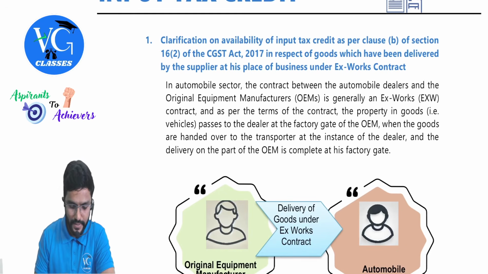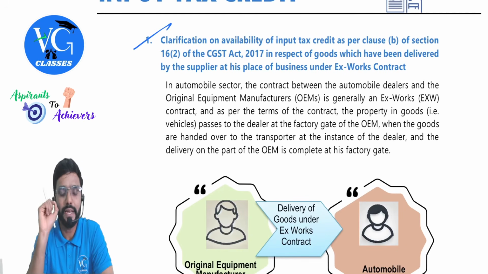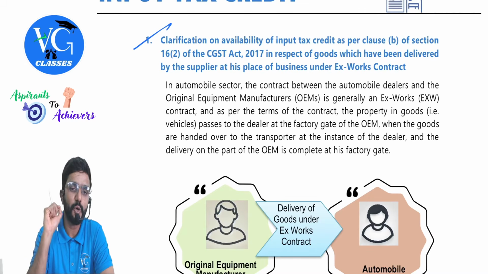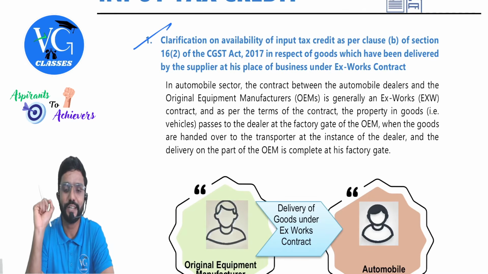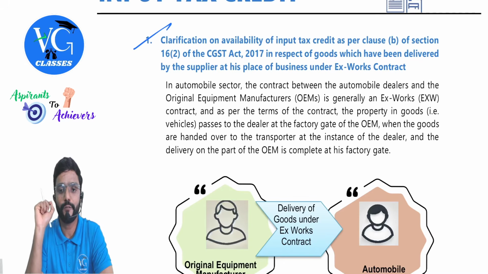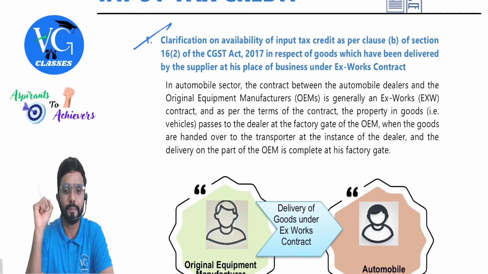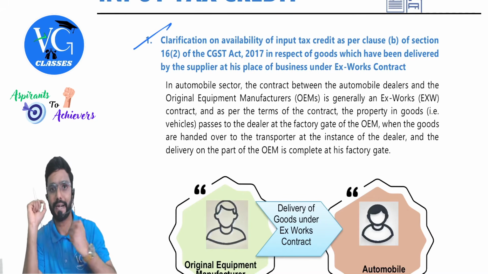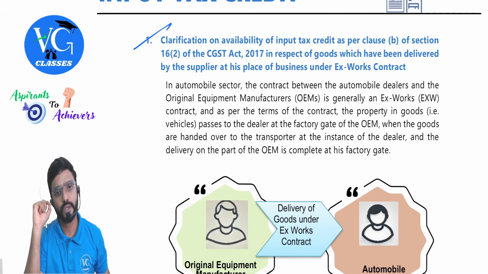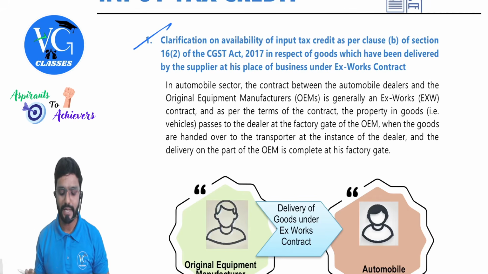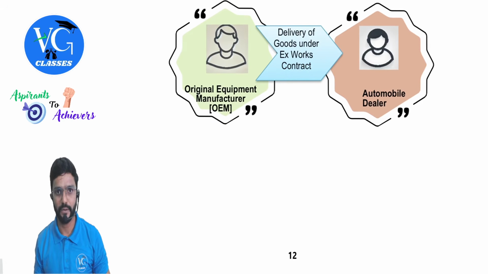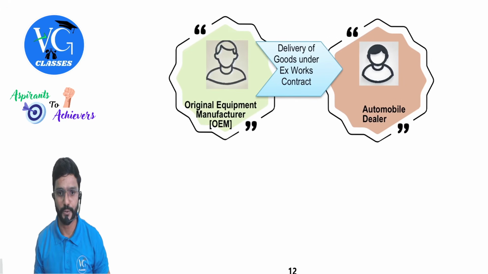Heading I will read first. Clarification on availability of input tax credit as per clause B of section 16 subsection 2 of the CGST Act in respect of goods which have been delivered by the supplier at his place of business under ex-works contract. Guys, first of all, what is an ex-works contract? I will explain. Then I will read out the section also.